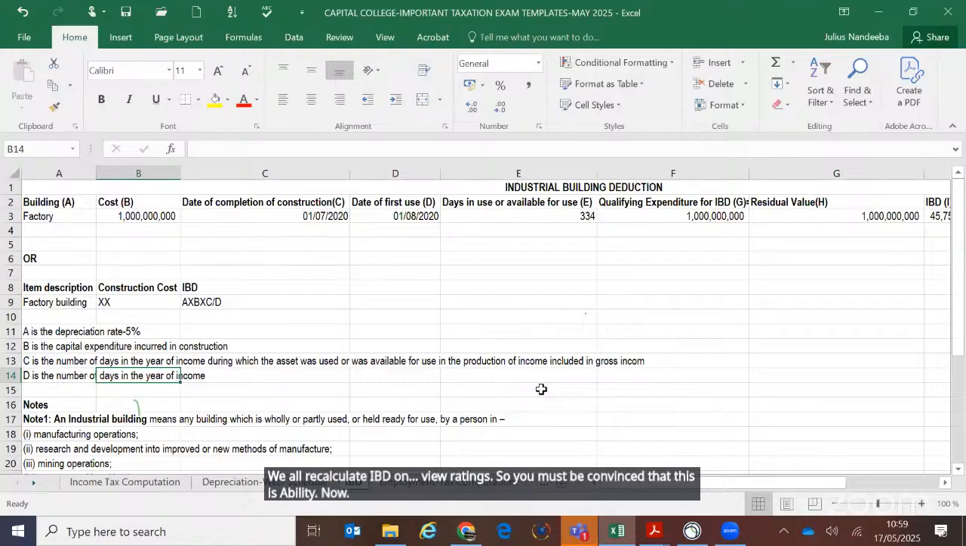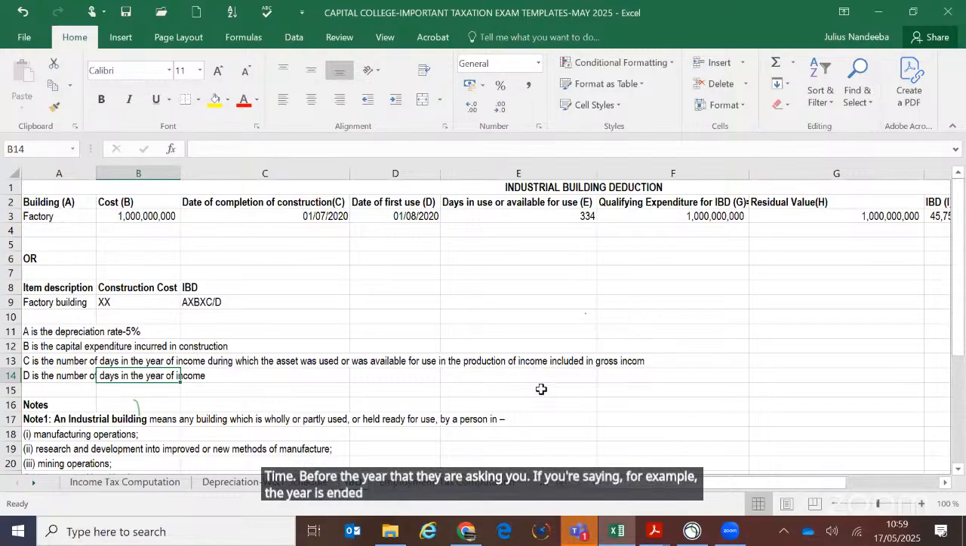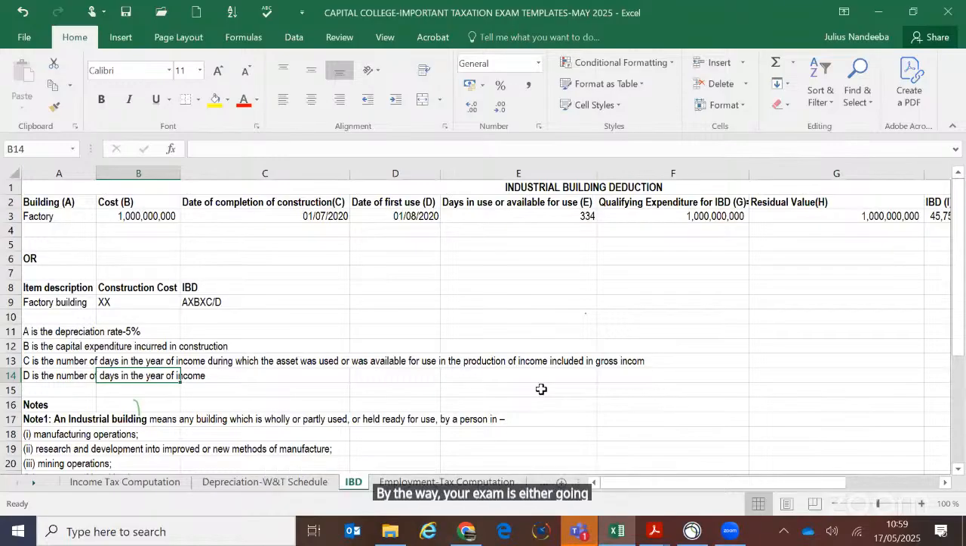Now, any building they give you, if it is an old building, because they'll give you a building and say it was constructed a long time before the year that they are asking you. If the year ended 30th June 2024, by the way, your exam is either going to be 30th June 2024 or 31st December 2024.